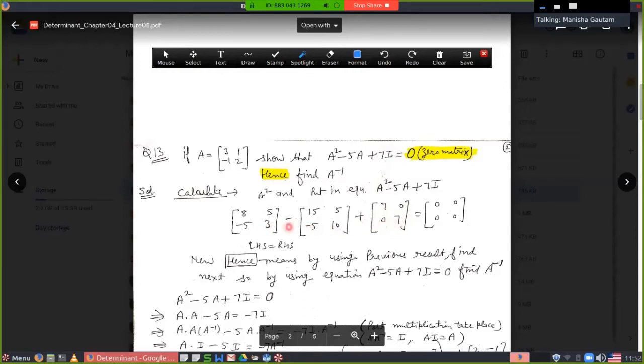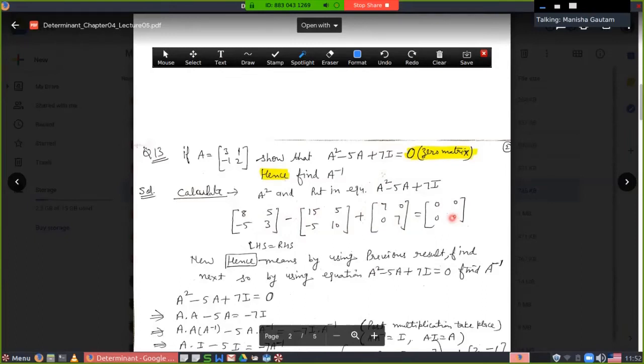Now simplify these three matrices. You will get 8 minus 15 plus 7, which is 0. In the same way, all elements become 0. It means this equation gives you a zero matrix. The first part of the question is proved: the equation gives you a zero matrix.